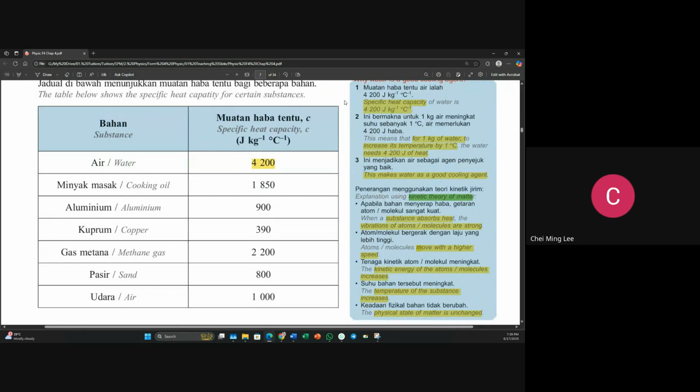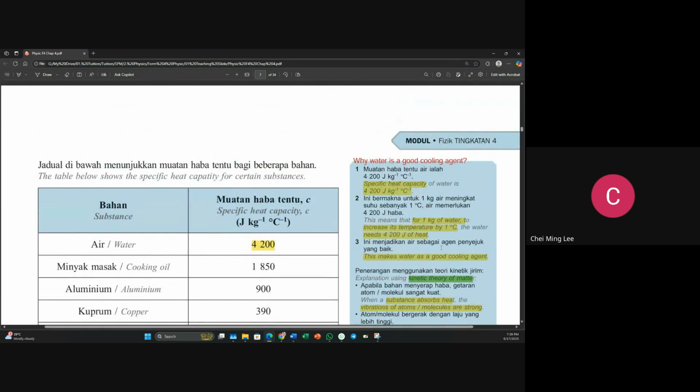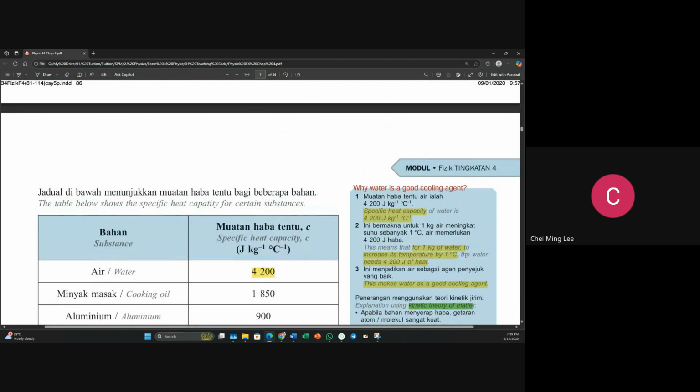Okay. This means that for 1 kg of water to increase its temperature by 1 degree Celsius, it needs 4,200 joule of heat. So it means that it cannot heat up easily, correct? Because you need more heat just to raise 1 degree Celsius, correct? So this makes water a very good cooling agent. Okay, so jot down this one first before we go to the next one.